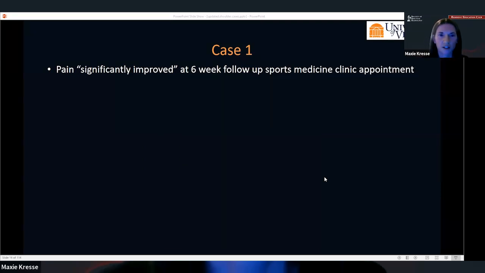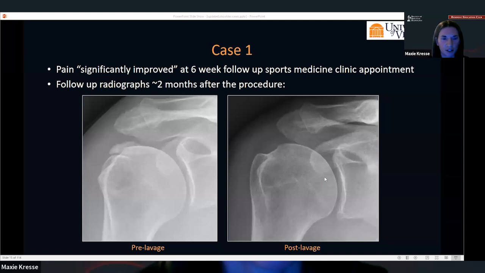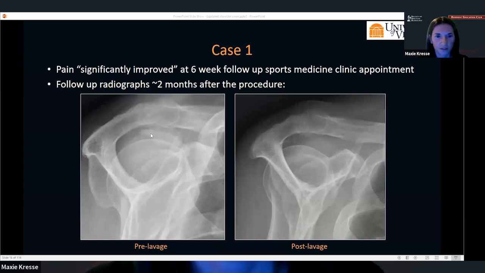Okay, so this patient went to clinic 6 weeks later, feeling much better, and then follow-up radiographs showed, so this is our pre here, that large calcium chunk. So 2 months later, this is the post radiograph showing pretty much all of that calcium is now gone. There's just a tiny little bit here. So radiographs and patient both doing a lot better. This is the other view, just that large calcium pretty much completely gone.